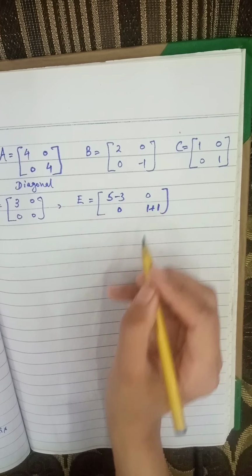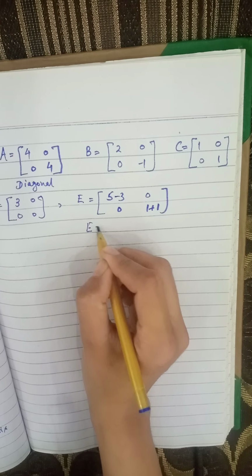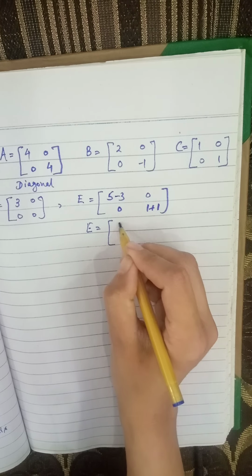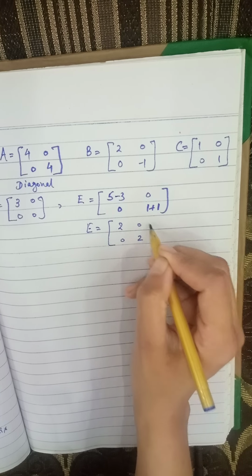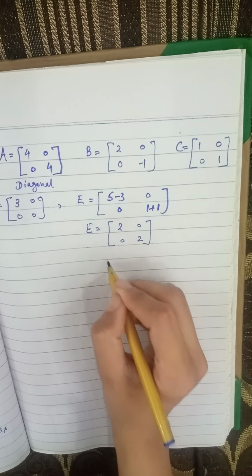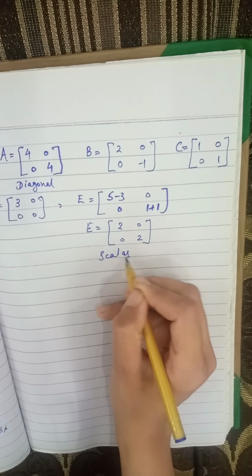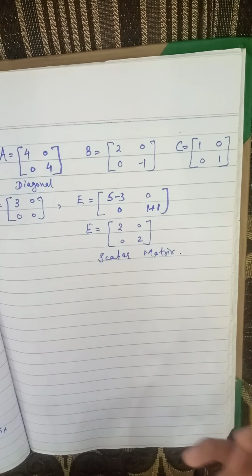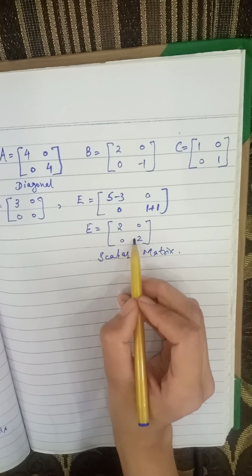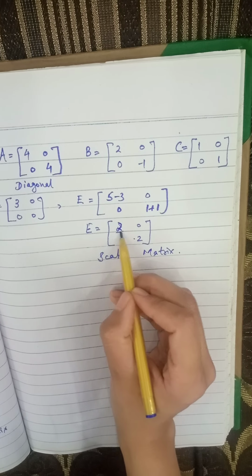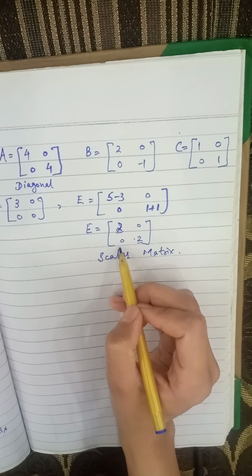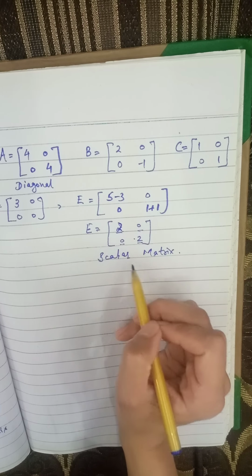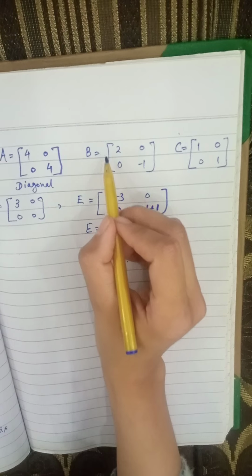I guess we have to simplify it first. 5 minus 3 is 2, 0, 0, 2. This one is the scalar matrix. Why? Because it has the same number of entries in its diagonal and all other entries are 0. So it's a scalar matrix. What about this one?